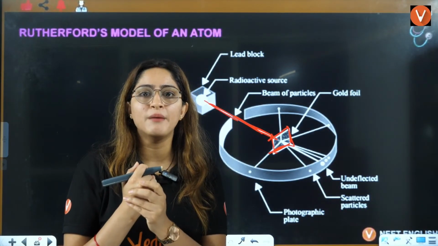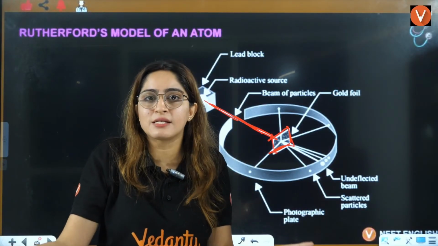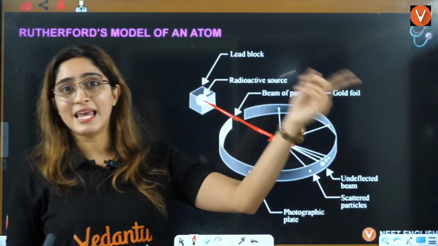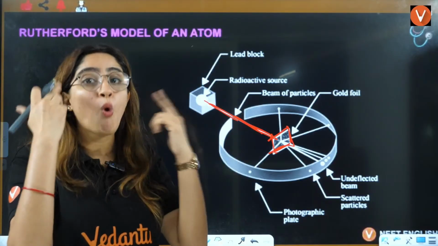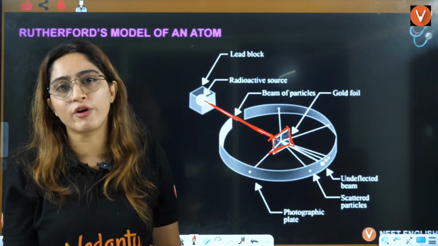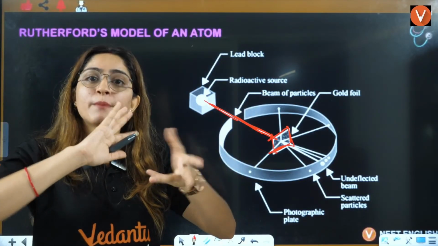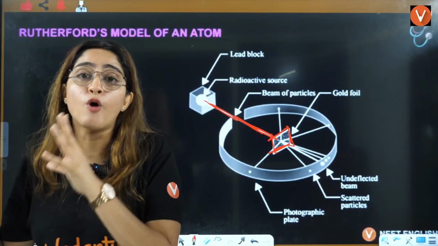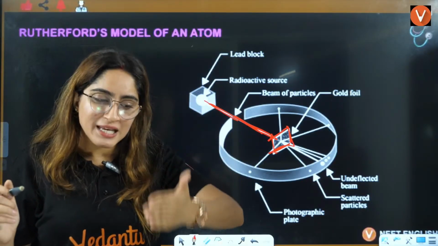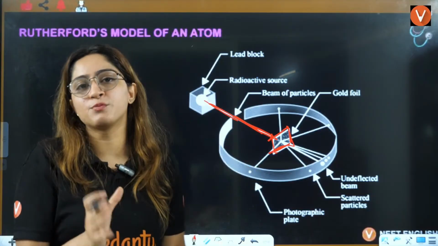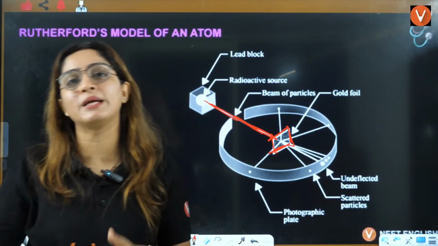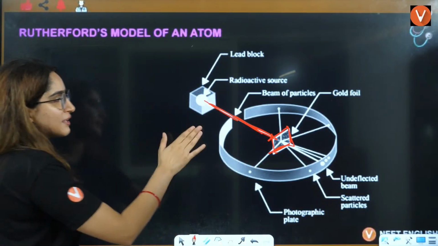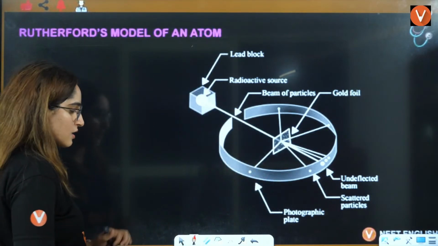The second question is, ma'am, why do we need such thin sheets? Because of the same thing: fewer atoms, more conclusions we can draw. With more atoms, it will be messy to draw conclusions and observations from it. So the lesser the thickness, the fewer atoms there will be and more clarity, right? That's why we used a very thin sheet.